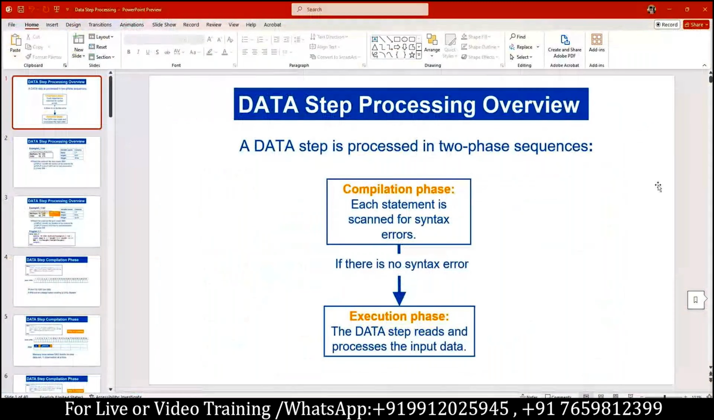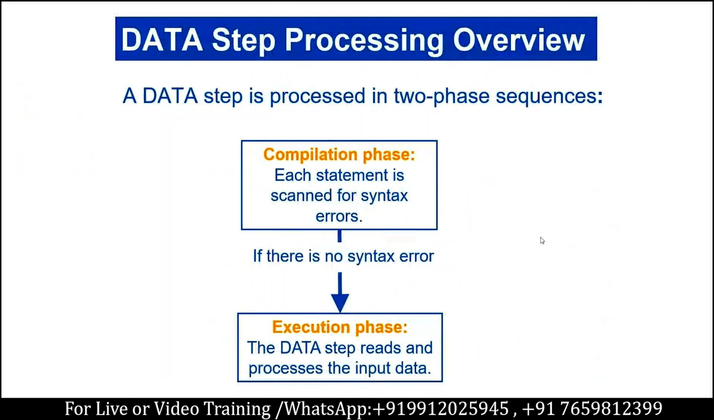Yep. So data step processing overview. Data step is processed in two phases in sequence, guys. One is the compilation phase, another one is the execution phase. Two phases will happen. Once you execute the program, very first, SAS will enter the compilation phase. You are going to use run selection, right? Or else you are going to use the F3 button to submit your program. Once you submit your program, within a moment, SAS will enter the first phase, the compilation phase.